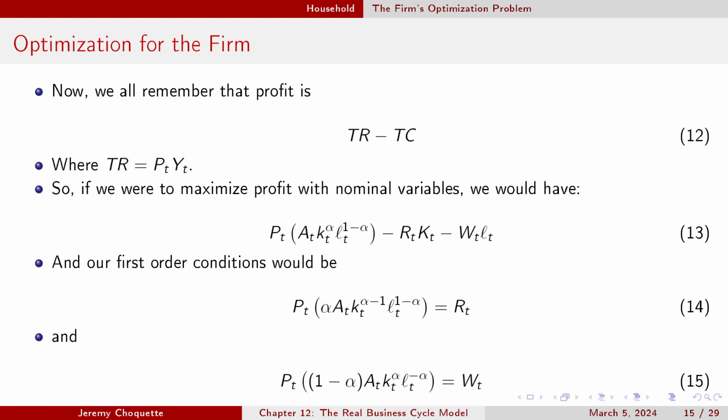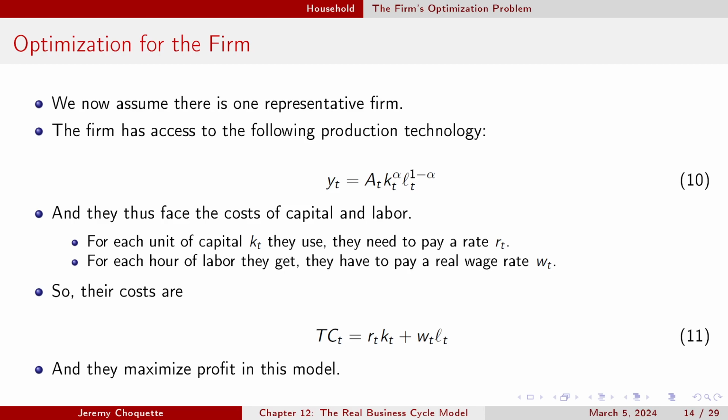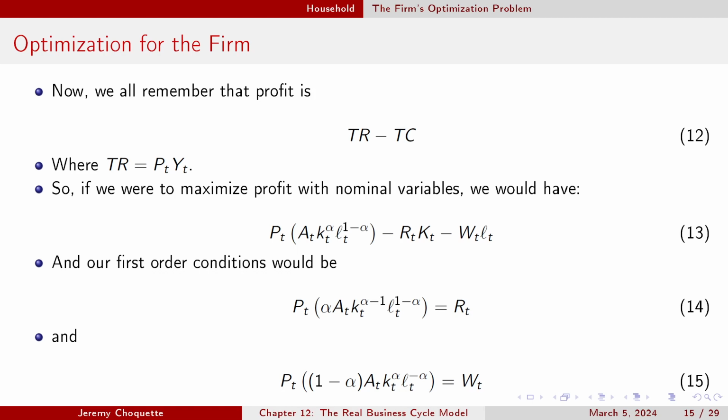So what is profit? Well, profit is total revenue minus total cost. And total revenue is output times price. Well, output is equation 10. So if we multiply equation 10 by the price level, that's going to be P times A times K to the alpha times L to the 1 minus alpha. And in nominal terms, because we're looking at this profit in nominal terms right now, it would be P times output minus the nominal interest rate times capital minus the nominal wage rate times labor.